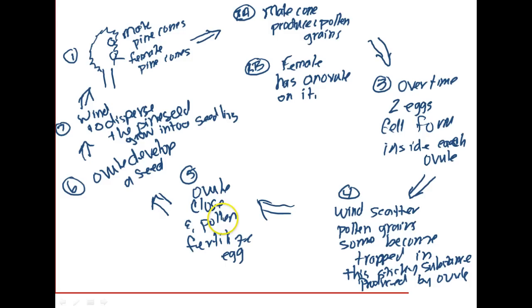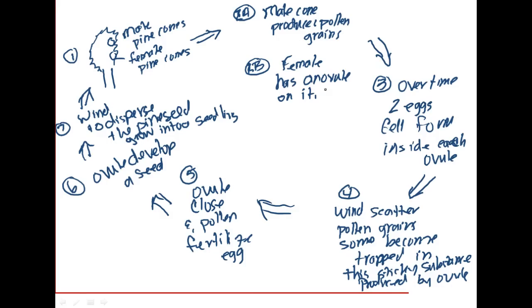As the egg becomes fertilized, it's going to develop the seed. The seed has to get out of the pine cone, and it does that through wind, falls to the ground, hopefully it grows, and this cycle continues over and over and over again. And so that's how gymnosperms reproduce.